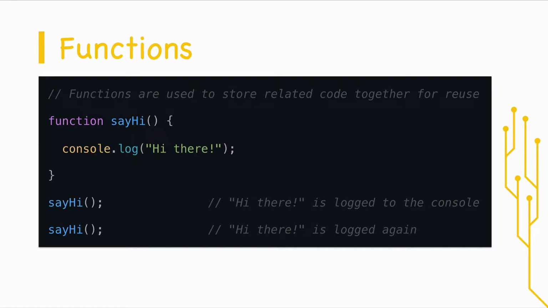So in this case, if you call the sayHi function again by typing in sayHi and then a pair of parentheses to execute the function, and then a semicolon to end the statement, you'll see that the string "hi there" is logged to the console again. So that means the code inside the function has been executed again.